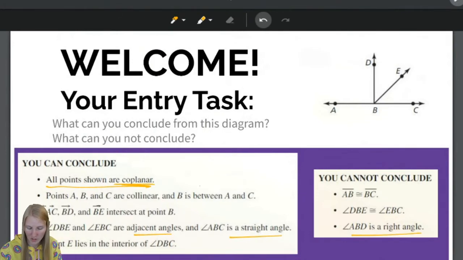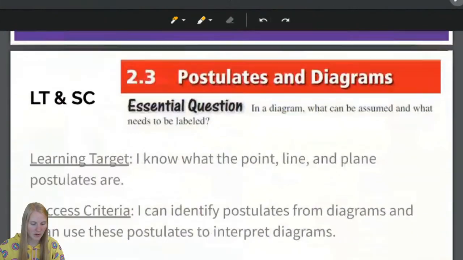And yeah, we did talk about how unless you see this right angle symbol, unless you see the box in the corner, you cannot say that this is a 90-degree angle. So this is a fun, I think, introduction to what we're going to talk about today.